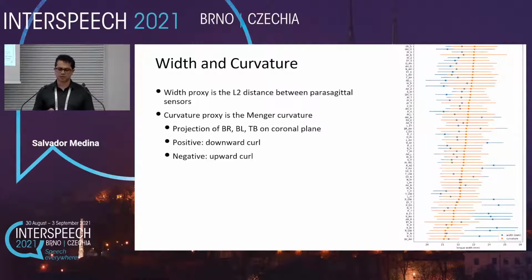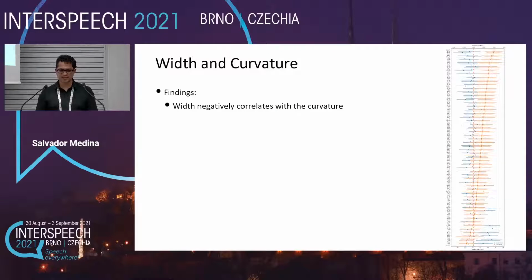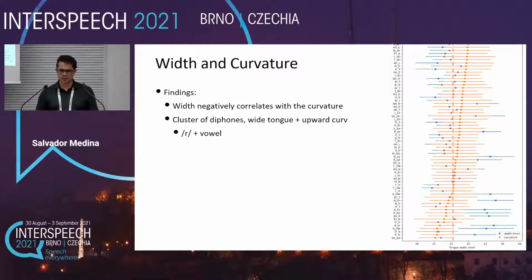And in blue, what you're looking at is the width. The width, the distance between the sensors, goes from 21 millimeters up to 25 millimeters. And as we can see, there is a slight negative correlation between the curvature and the width. In particular, if you look at the bottom, we can see a cluster of diphones, like over here, down here, where the diphones that begin with an R followed by a vowel have a wide tongue, which is represented by this, with an upward curve, which is represented by this negative curvature.